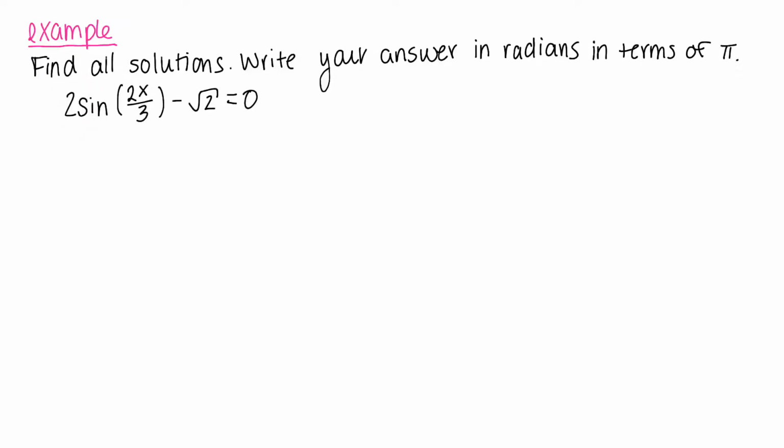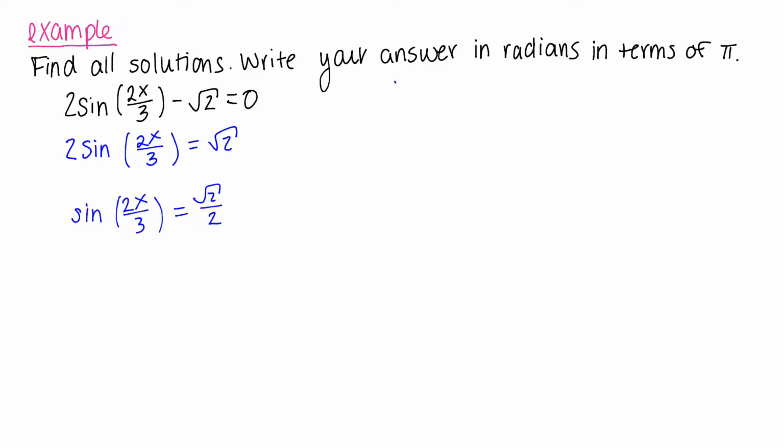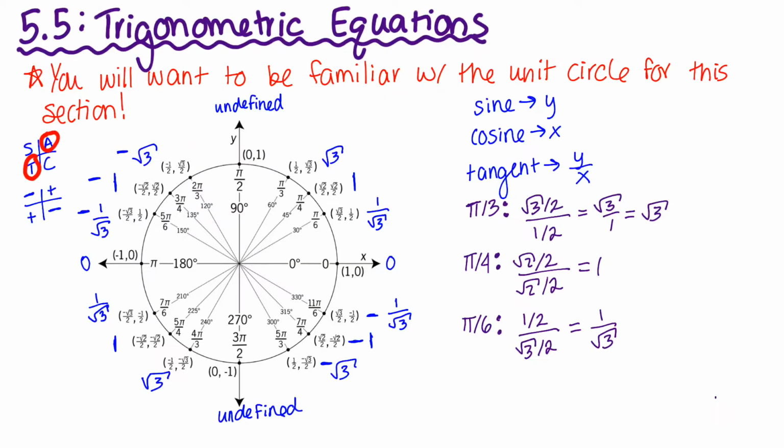We're going to start by solving it the way that we normally would. So adding the root 2 to both sides, you get 2 sine, and I'll leave the inside part alone, 2x over 3, equals root 2. And I'll divide both sides by 2. So I have sine of 2x over 3 equals root 2 over 2. Now, if we had sine theta equals root 2 over 2, coming back to our unit circle where the y value is root 2 over 2, that's going to happen at 3 pi over 4 and pi over 4.